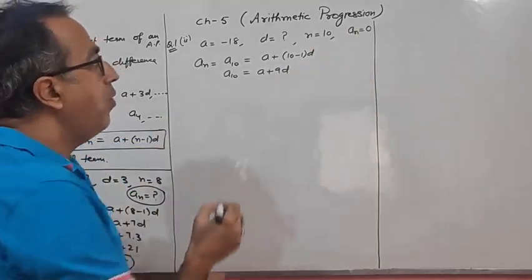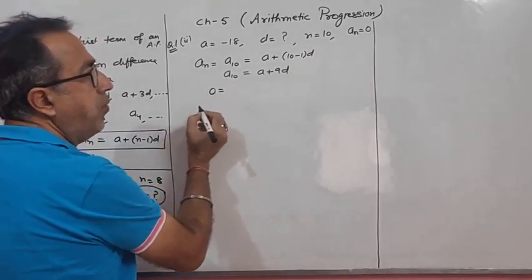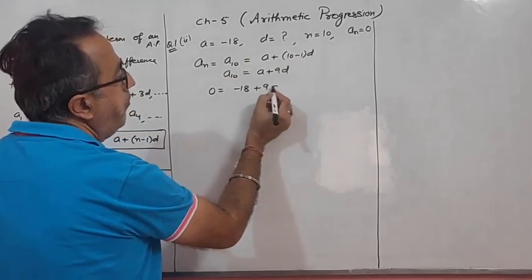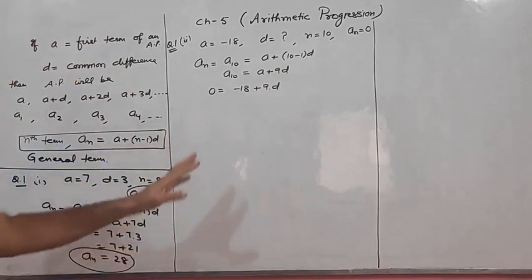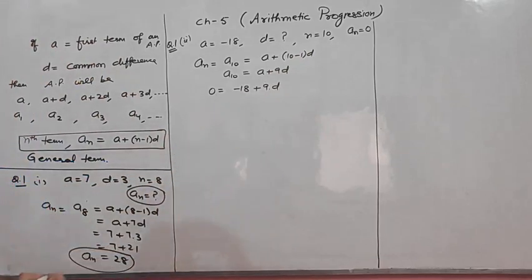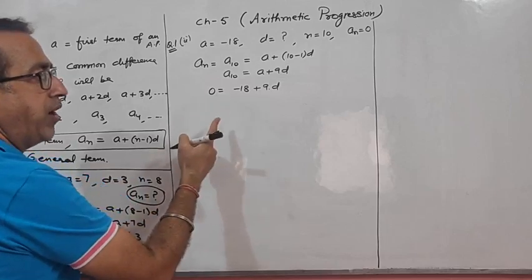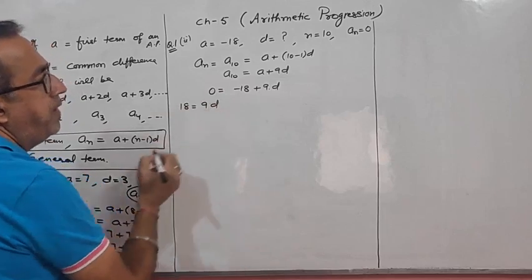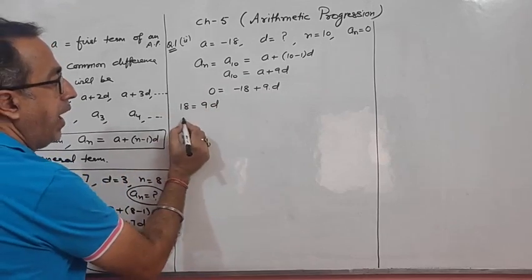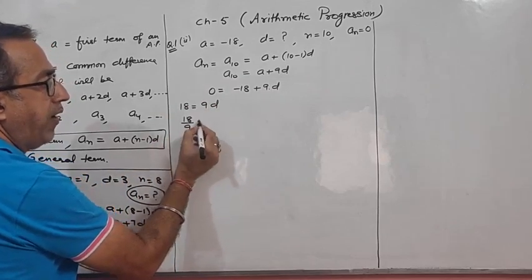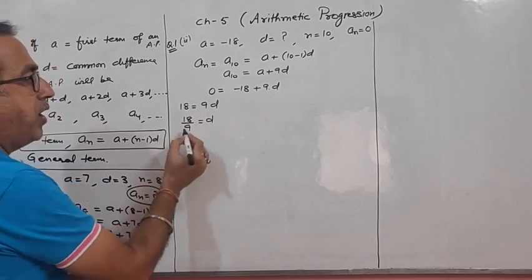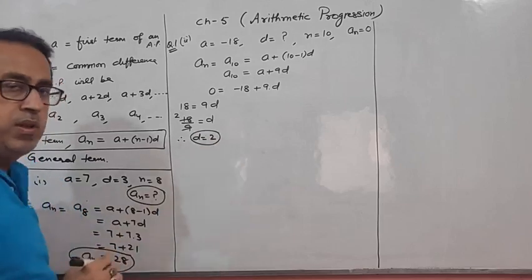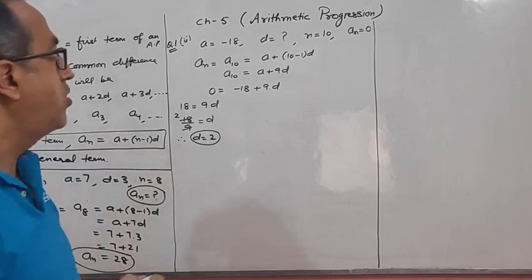The nth term is given as 0, so the left hand side is 0. A is minus 18, and D we have to find out. The equation becomes 0 is equal to minus 18 plus 9D. From this equation find D. Minus 18 we will take to the left side, it becomes plus 18 is equal to 9D. 9 we bring from right to left, it will be divided: 18 by 9 is equal to D. 9 twos are 18, so D is 2. This is the second part of the first question.